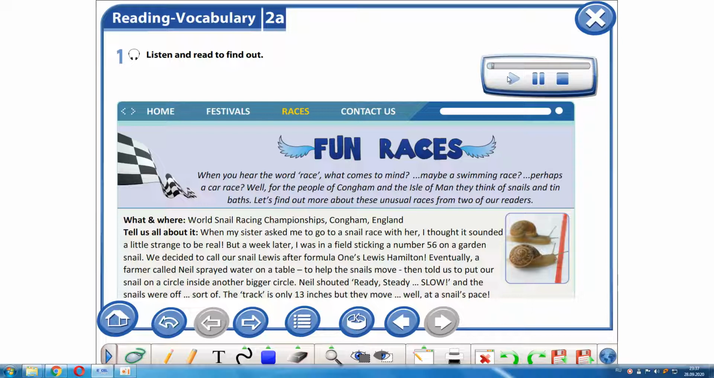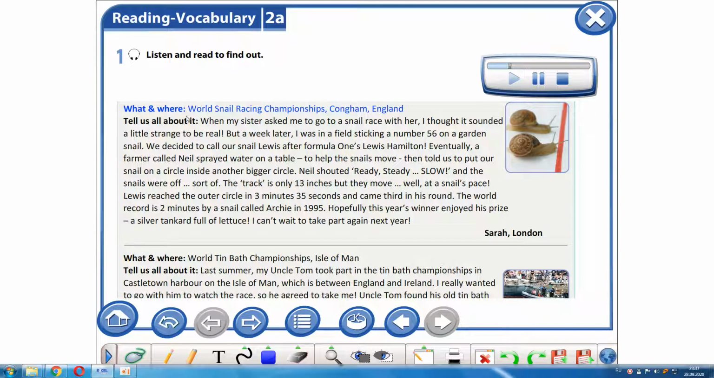Fun races. When you hear the word race, what comes to mind? Maybe a swimming race, perhaps a car race. Well, for the people of Congham and the Isle of Man, they think of snails and tin baths. Let's find out more about these unusual races from 2 of our readers. What and where? World Snail Racing Championships, Congham, England. Tell us all about it.